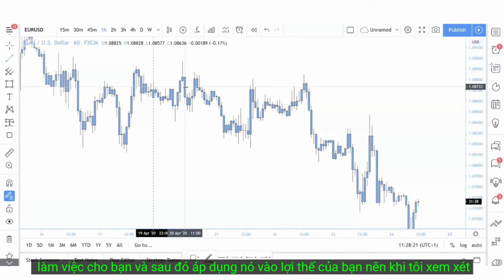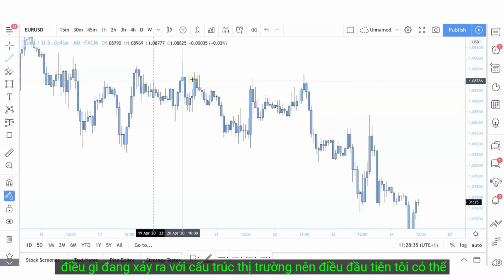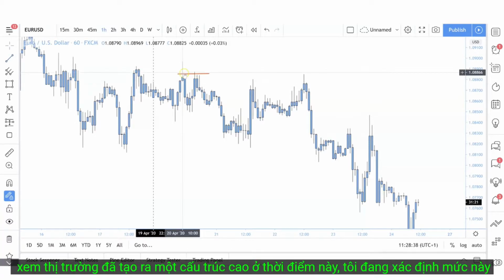So when I'm looking at this chart, as I said, from the 4H perspective, I know that this is a sell by structure, so I'm looking for sells only. Starting from the 20th, which is Monday, which is this data over here, I'm going to start to identify what's happening with the market structure. So first things first, I can see the market made a structural high.